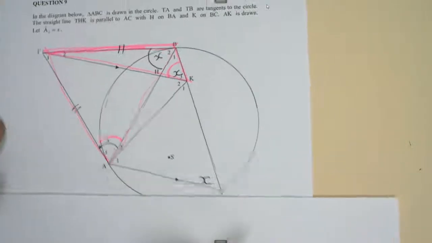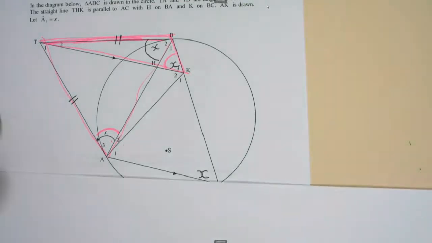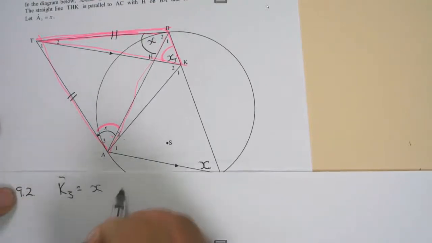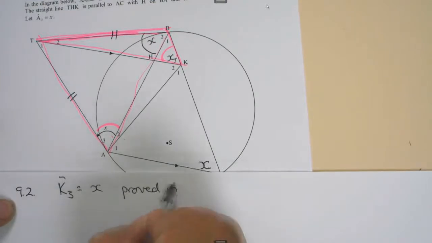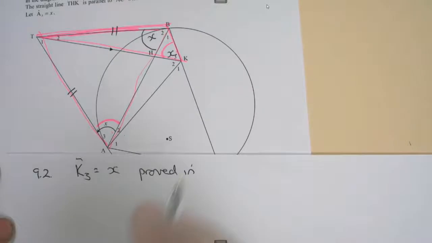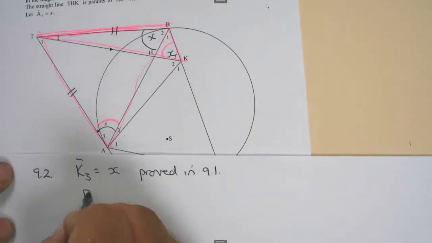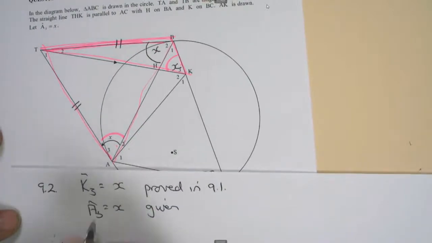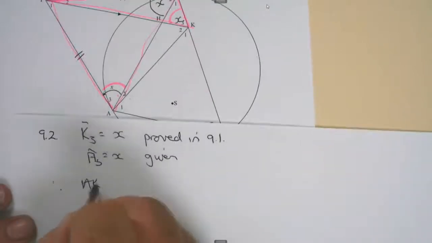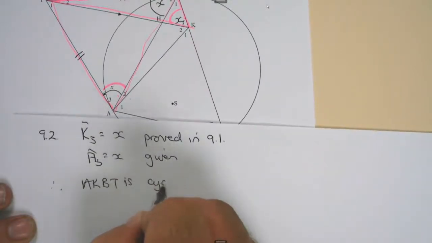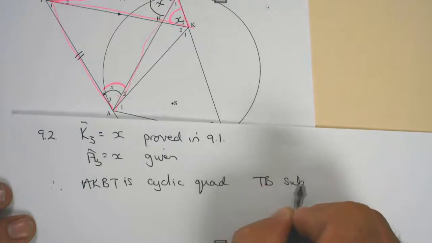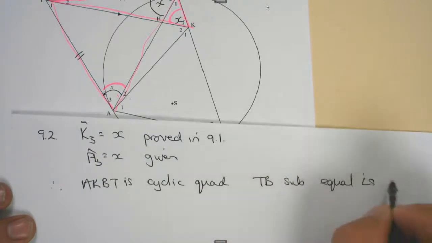So here we can say in question 9.2, we can say K3 is equal to X, proved in 9.1. And we can say that angle A3 is equal to X, and that was given. Therefore, we can say that AKBT is a cyclic quad because TB subtends equal angles on the same side.